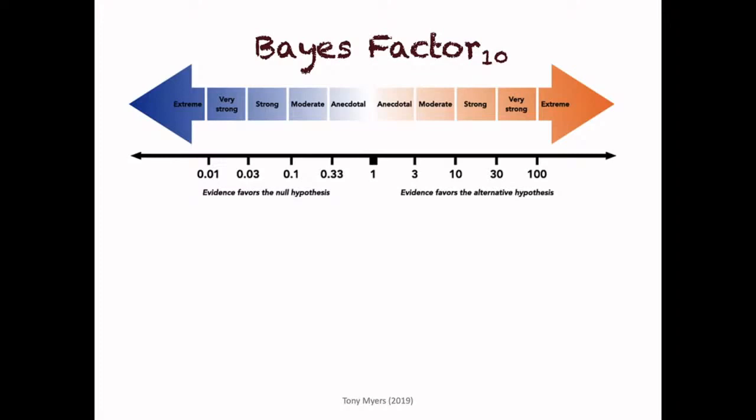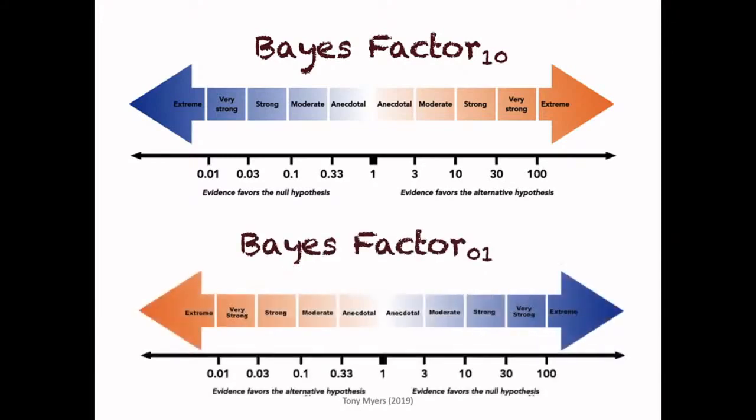As we go from 1 to 3, evidence starts to get stronger, but really between 1 and 3, it's still anecdotal. We don't want to make claims for an effect. When we go above 3, we start getting what we might call moderate evidence, above 10 strong evidence, above 30 very strong evidence, and above 100 extreme evidence favouring our research hypothesis or the alternative hypothesis.